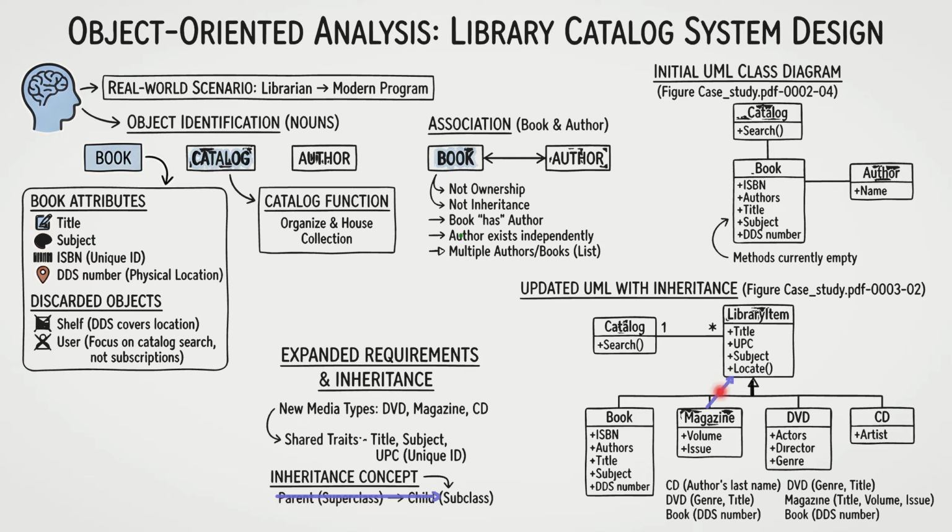The core takeaway is that object-oriented analysis helps us map real-world entities into structured classes using concepts like association and inheritance to build a flexible and efficient system. To understand how these objects actually communicate when performing a specific task, we'll dive into sequence diagrams next.